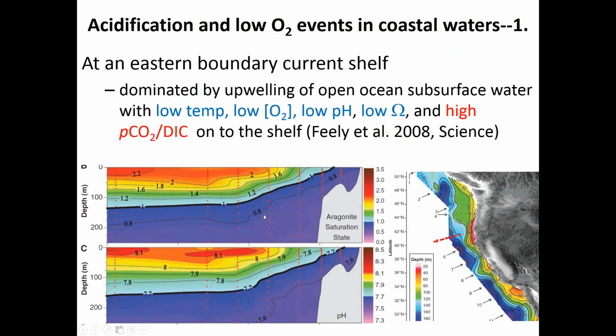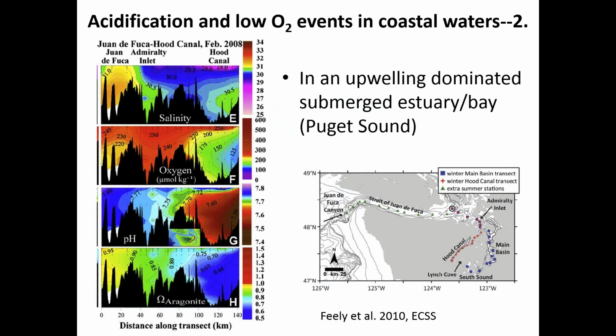And this one everyone is very familiar with, because of Dick Feely's famous paper, that in the west coast this upwelling brings low temperature, low oxygen, low pH, low saturation state, and high pCO2 and DIC water onto the shelf, and potentially has a detrimental effect on biological systems, on shell-bearing organisms.